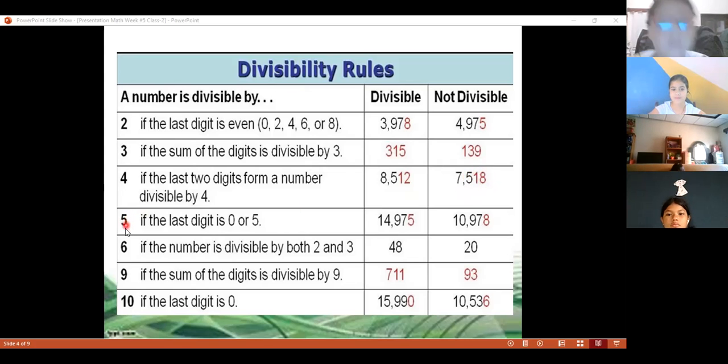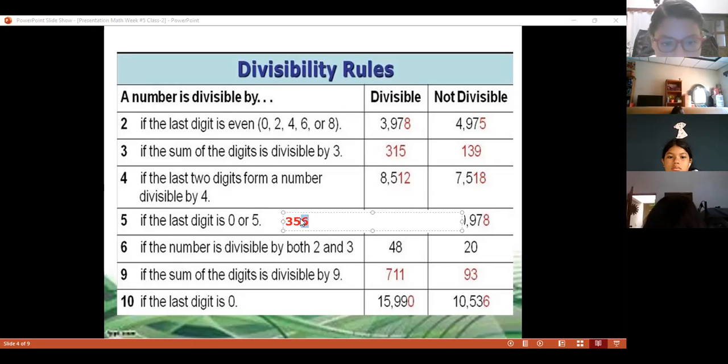Excellent. When a number is divisible by 5, this is easy because you just check if it ends in 0 or 5, like this. What is the last digit? 5. So it's divisible by 5. And what is the last digit here? 8. It's not. What if I tell you this number is divisible by 5, yes or no? Yes, you see, it ends with 0. And this one? No, because it ends with 6 and it must end with 5 or 0.